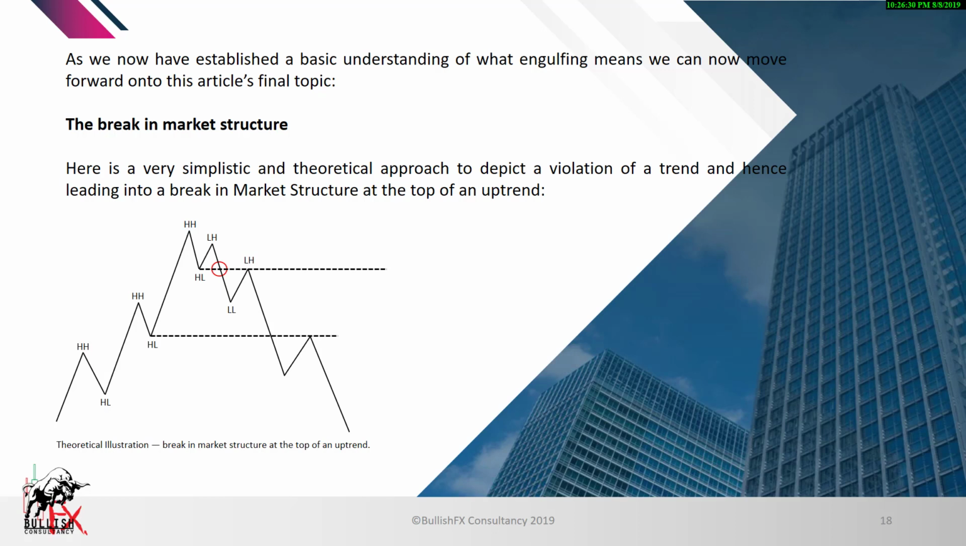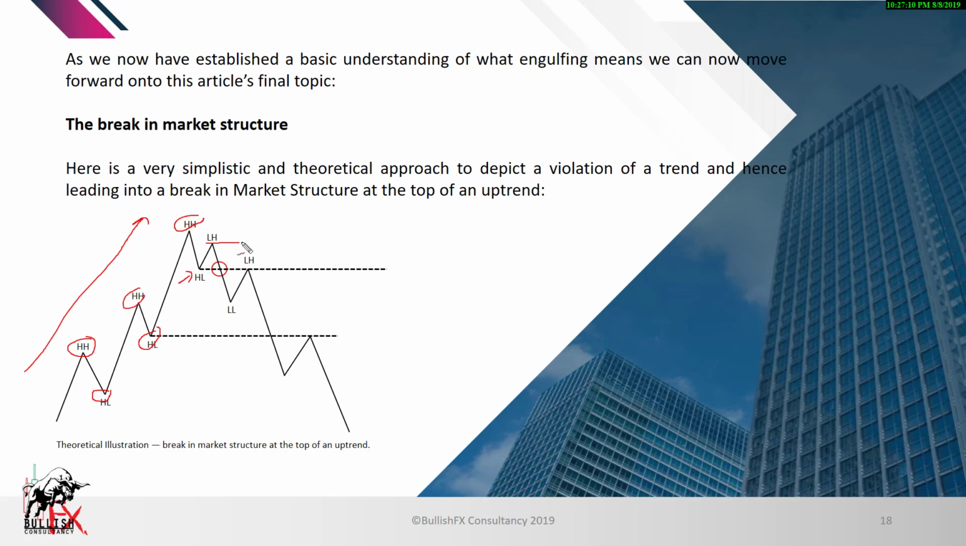Below is a very simplistic and theoretical approach to depict a violation of a trend and hence leading into a break in market structure at the top of an uptrend. Now you can clearly see price is moving up and it's forming higher highs, higher low, higher high, higher low. Take note of the third higher high, right? Price dipped down, formed this higher low.